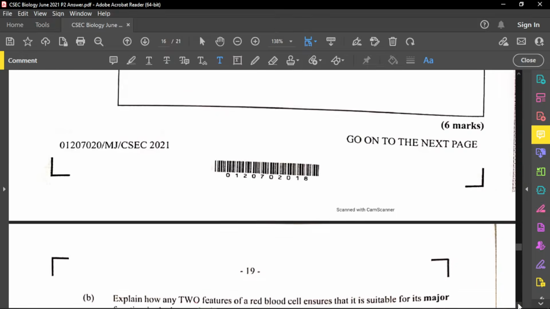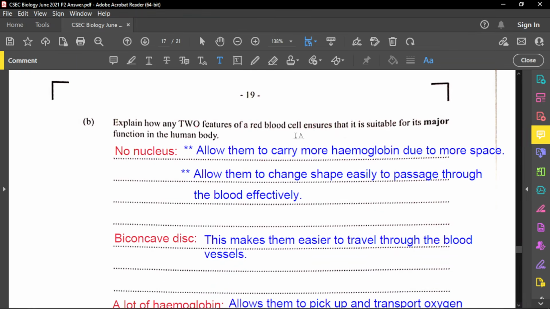All right, now let's go to the next part of the question. Part B is to explain how any 2 features of the red blood cell ensure that it is suited for its major functions in the human body. We're going to talk about the different features here. No nucleus: if there's no nucleus, it allows them to carry more hemoglobin due to more space. So the absence of a nucleus creates more space for more hemoglobin. It also allows them to change shape easily, and once they're able to change shape easily, they can pass through the capillaries more effectively.